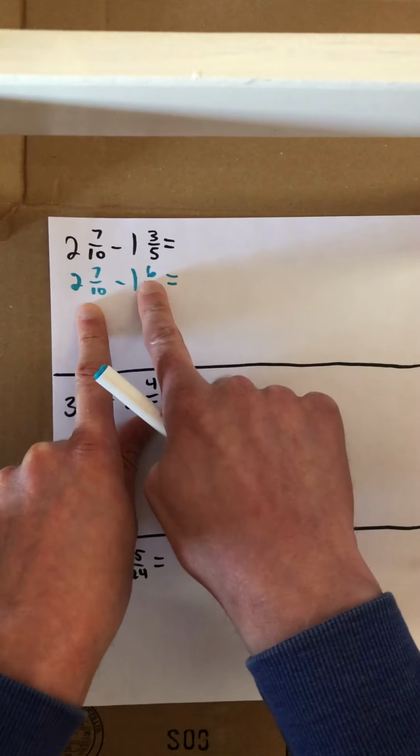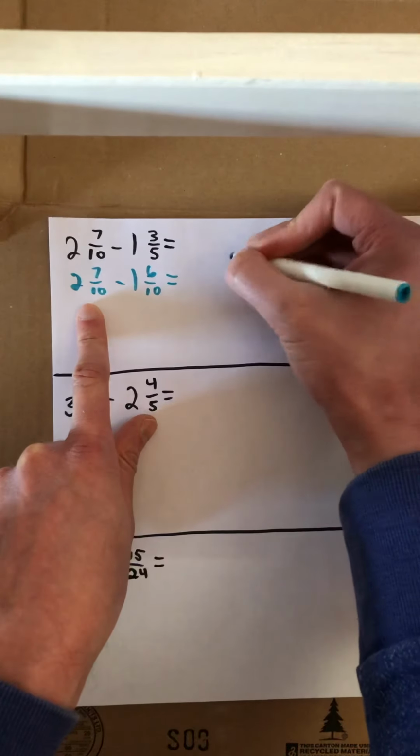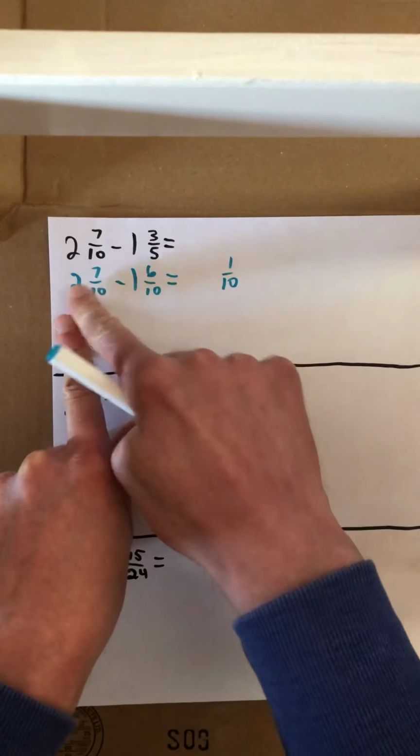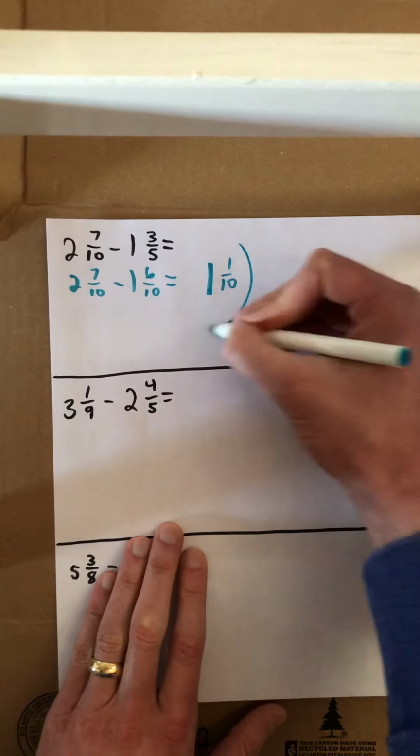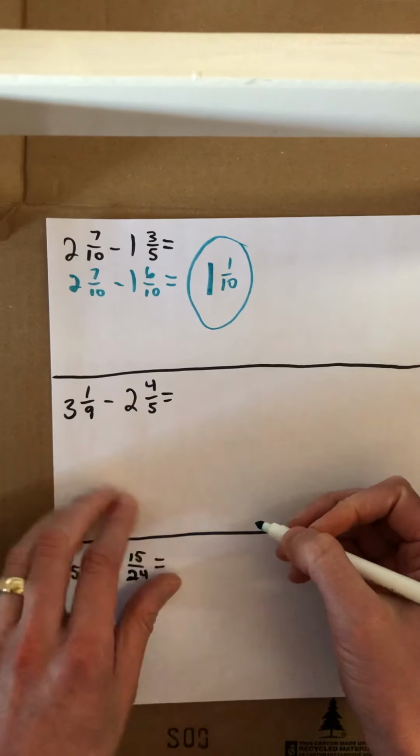So 7 take away 6, that's going to give me 1 out of 10. And 2 take away 1, that gives me 1. 1 whole and 1/10 is already lowest terms, so we're good to go.